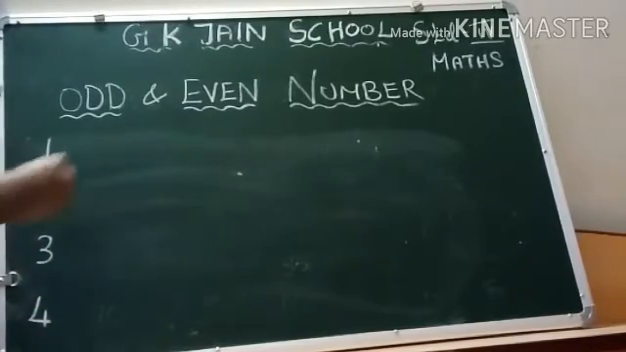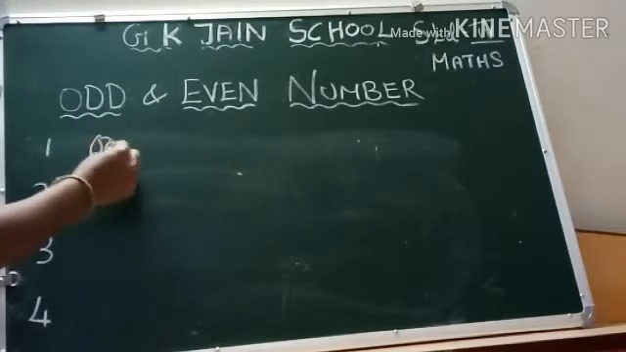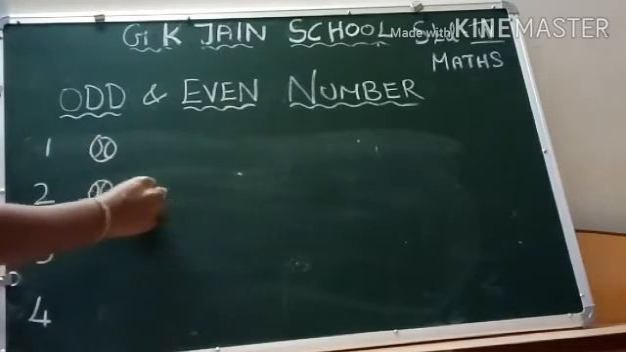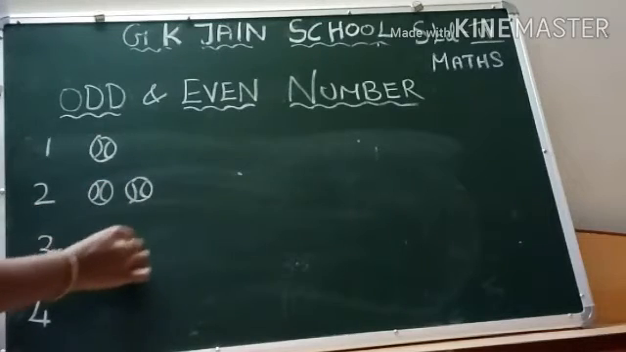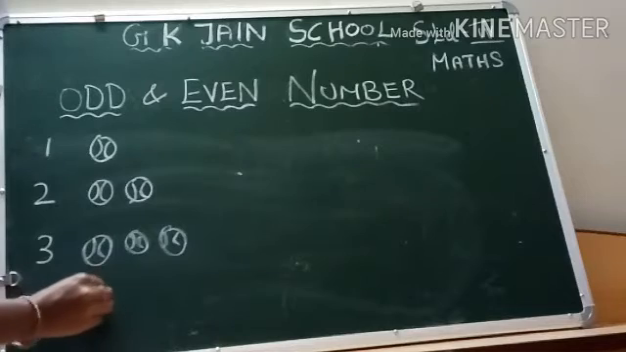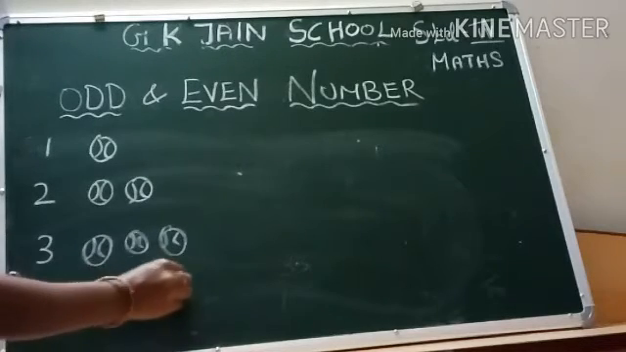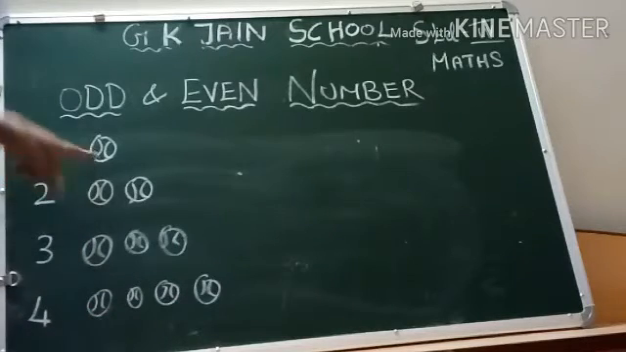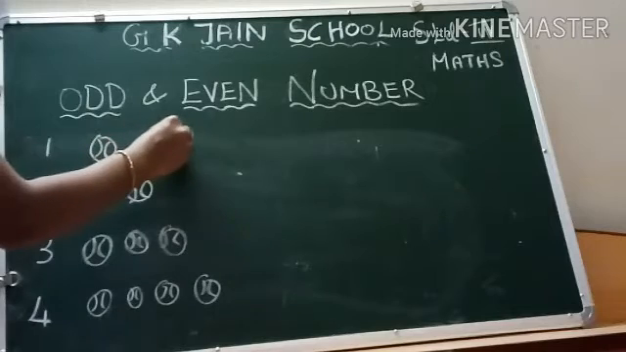1. So we are going to draw only one ball. 2. So now we are going to draw 2 balls. 3. 1, 2, 3. 4. 1, 2, 3, 4. Okay, got it. So the one ball has no pair. So is this an odd number or an even number? Odd number.